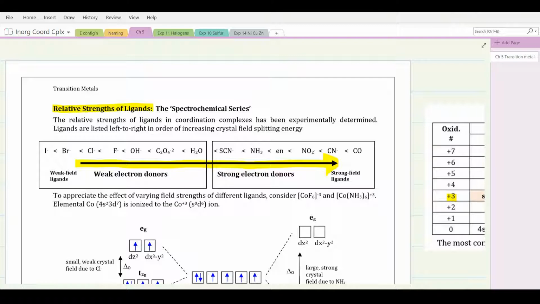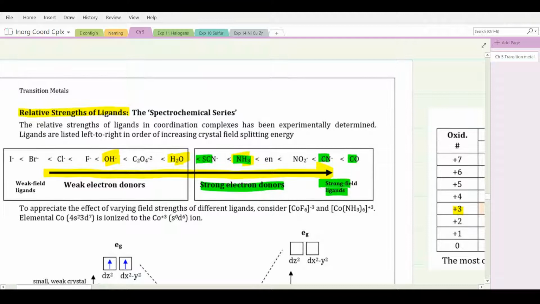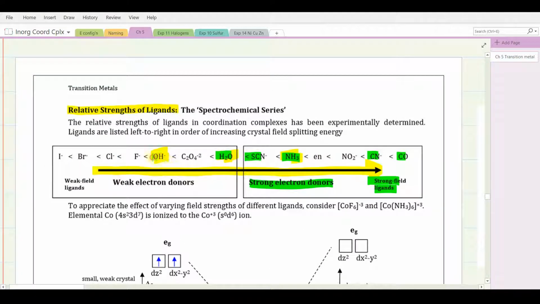Notice the sequence is not consistent with basicity. So ammonia and even water are less basic than, say, hydroxide, and yet ammonia and water are better electron donors, better ligands with respect to transition metal cations. Nevertheless, we can see from the table that ligands such as cyanide and ammonia and thiocyanate and carbon monoxide are strong electron donors. We call them strong field ligands, whereas water and hydroxide and fluoride and chloride and bromide and iodide and so on are weak electron donors. We call them weak field ligands.